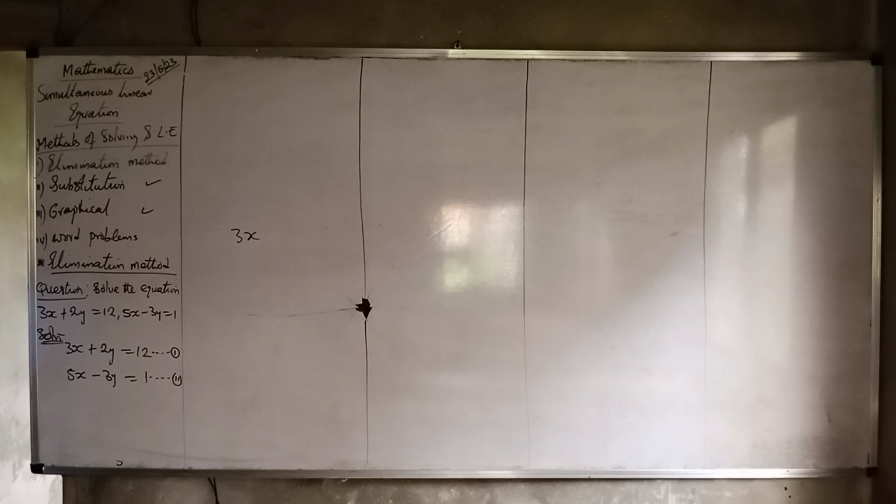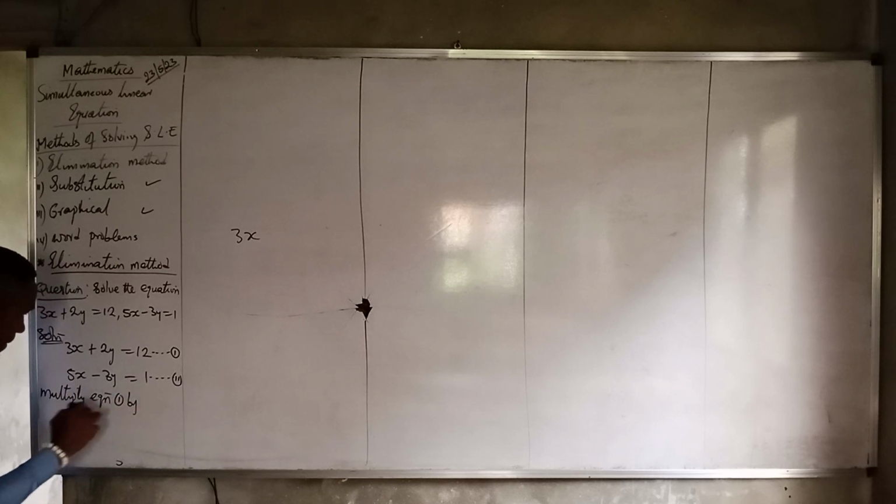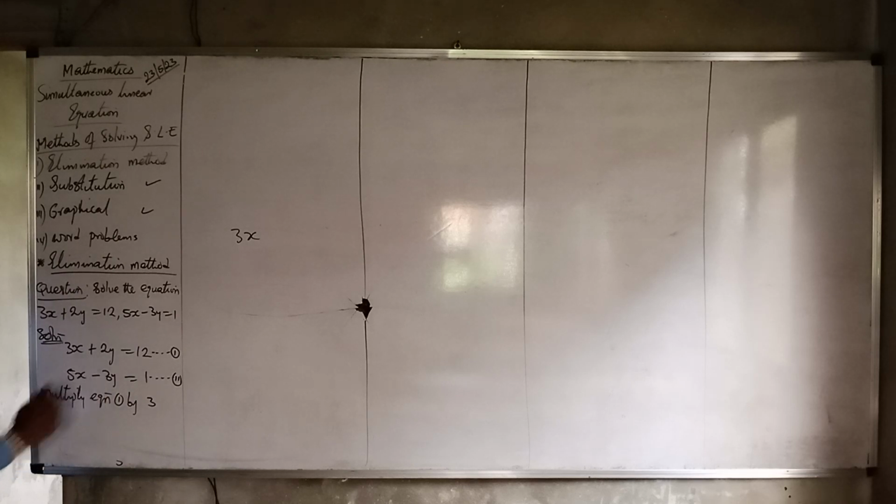So to make the coefficient of y in the two equations the same, I multiply equation 1 by the coefficient of y in equation 2, which is 3, and I multiply equation 2 by the coefficient of y in equation 1, which is 2. Are you getting what I'm saying?